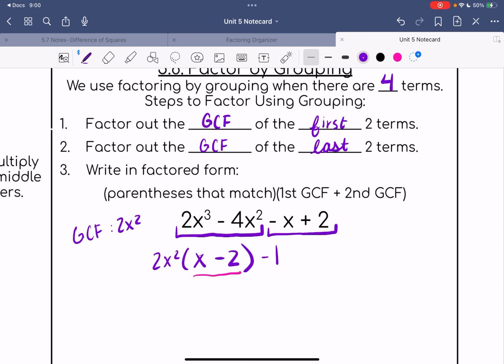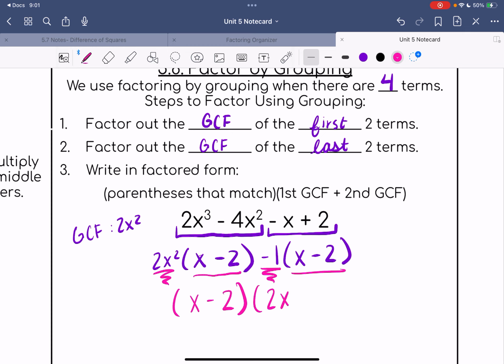So negative x divided by negative 1 is positive x. 2 divided by negative 1 is negative 2. So I've got x minus 2 and x minus 2. Those guys match and make the first part of my answer. And the second part of my answer is 2x squared minus 1. There you go. That is an example of factoring by grouping.